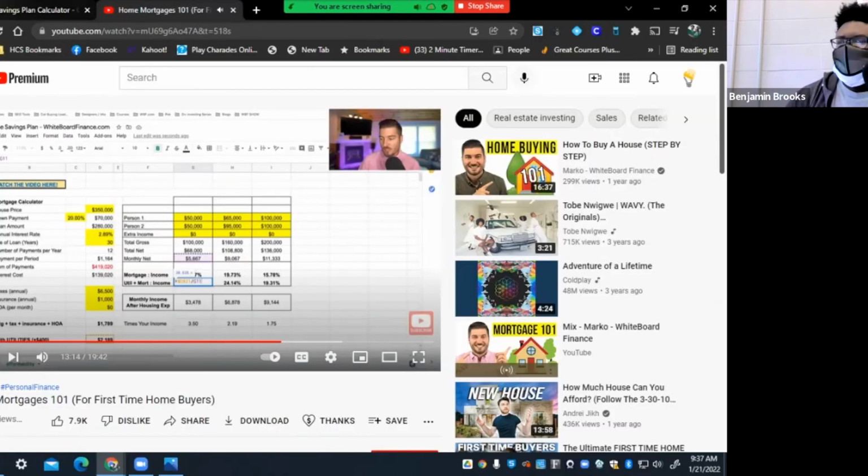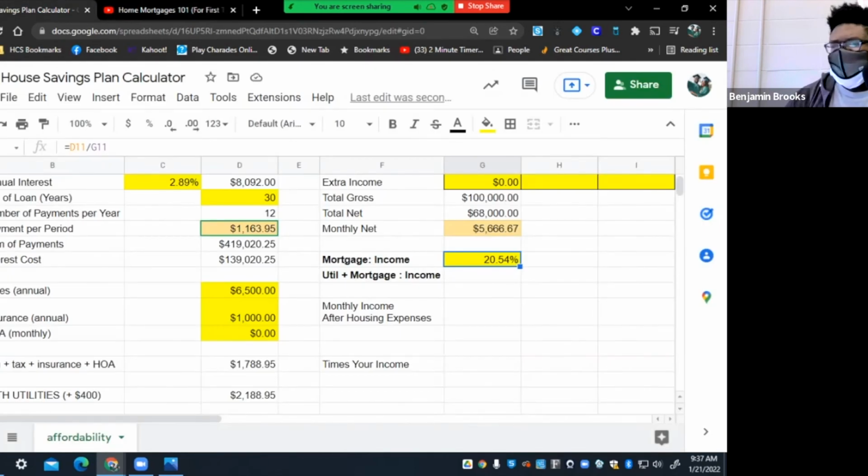All right, so let's fix this. Instead of using just the payment per period, he's actually using the PITI, which is this down here. So instead of D11, let's make that D19. All right, so you can see, because this is how much you're actually paying on your mortgage, right? So you're going to do that divided by that.